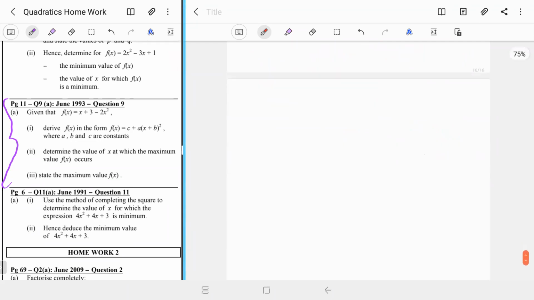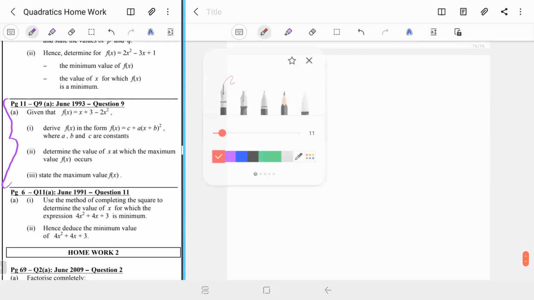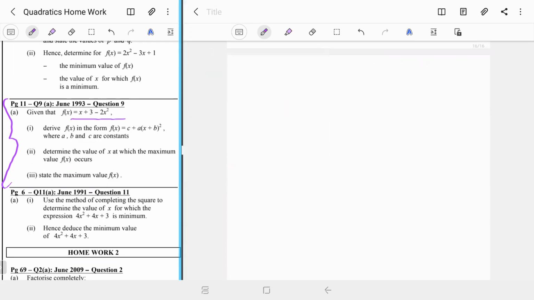The approach is the same. So this question says, given this function, realize it's going to be a frown because the x squared term is here and the coefficient is negative. We know it's going to be a frown. I want us to derive the function in this format. Now, you just put the constant in front and then put the bracketed term second. But this is a perfect square. You know that they wanted us to complete the square.